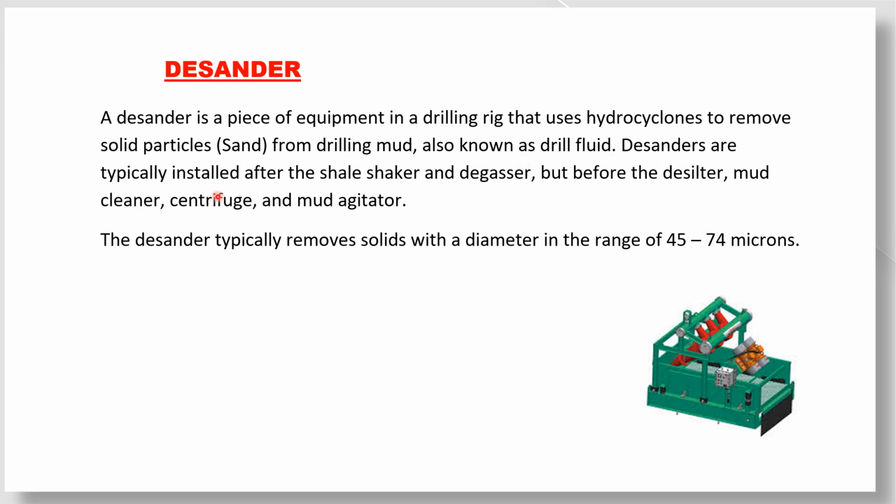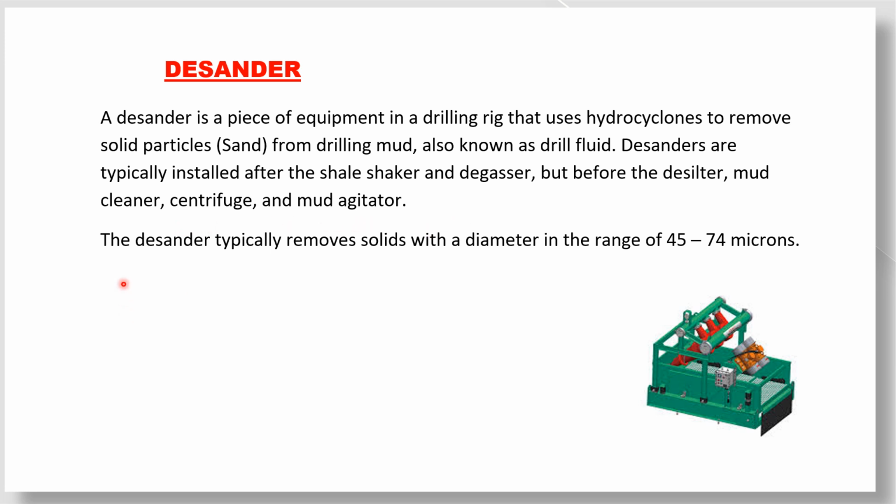Desanders are typically installed after the shale shaker and degasser. There is a sequence of this solid control equipment locations in the rig. First of all there is a shale shaker, and after the degasser, then desander, but before the desilter, mud cleaner, centrifuge and the mud agitator. So here it wants to say the location of desander: it is always located after the shale shaker and degasser, but before desilter, mud cleaner, centrifuge and mud agitator.